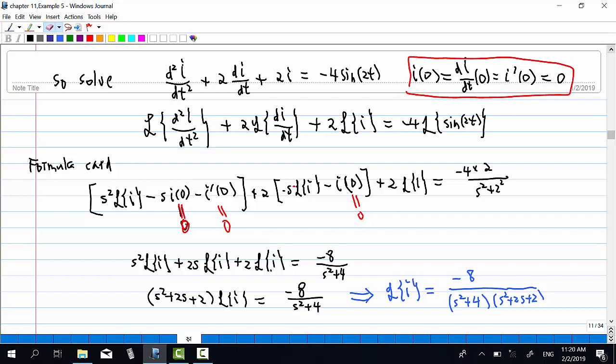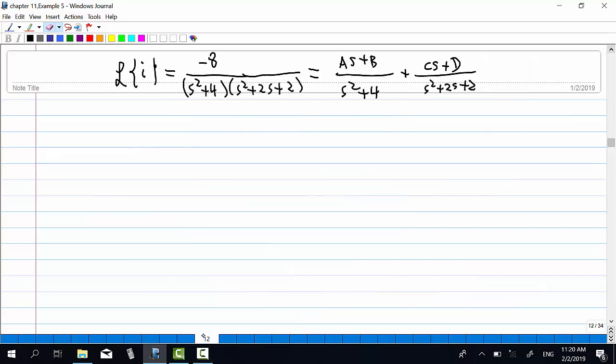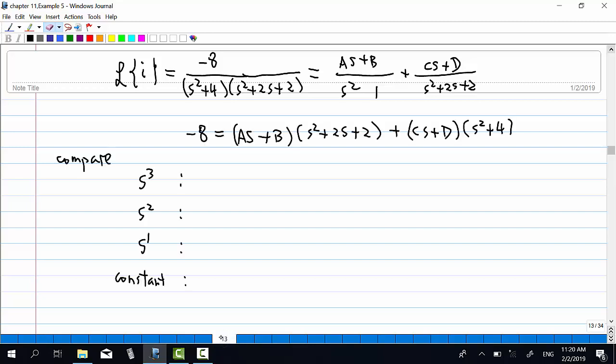Then, how do you find I now? We need to do partial fraction. So, let's say Laplace transform I is (as plus b) over (s² plus 4) plus (cs plus d) over (s² plus 2s plus 2). We are going to compare the coefficient. So, minus 8 is equal to (as plus b) times (s² plus 2s plus 2) plus (cs plus d) times (s² plus 4).